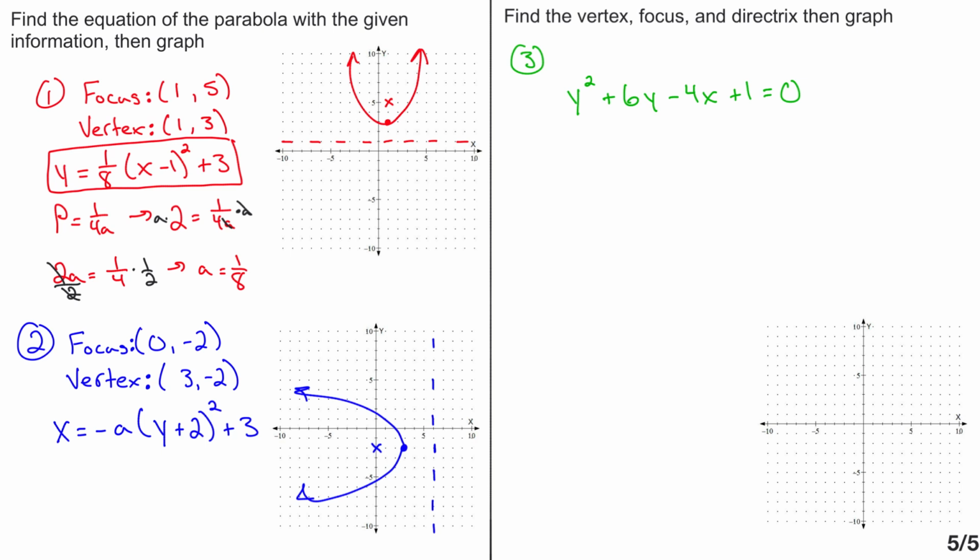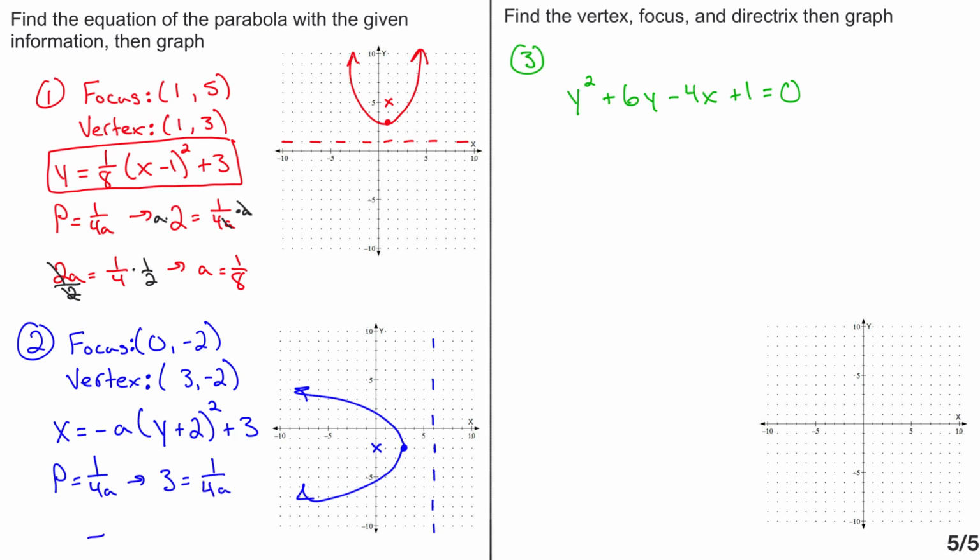To find the a value, again, we're going to need the formula. P is equal to 1 over 4a. That's how we find the focal length. But in this case, our p value is 3, so 3 is equal to 1 over 4a.